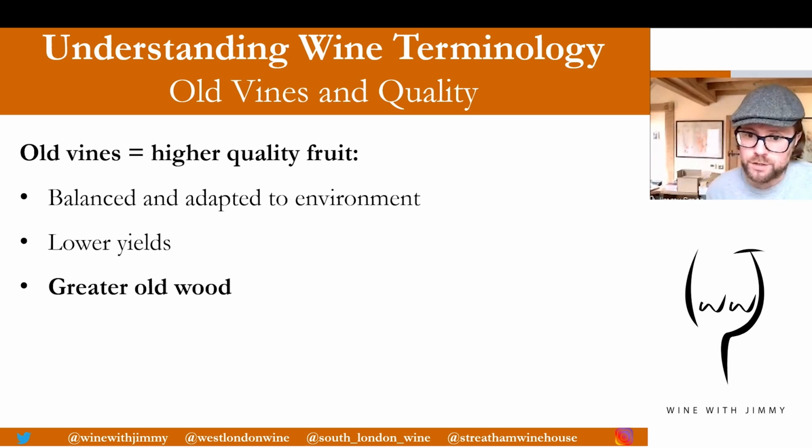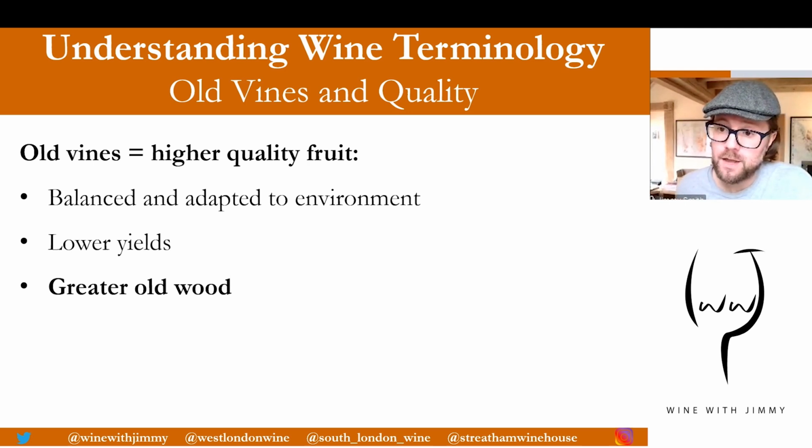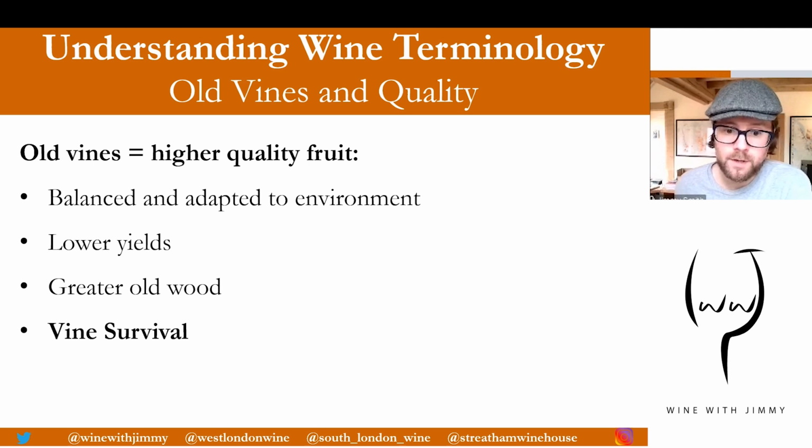And this old wood has more capable storage of carbohydrates, which means that the vine can really rely upon that storage of carbohydrates in the early growing season or when they're stressed. So therefore producing good quality fruit as a result.